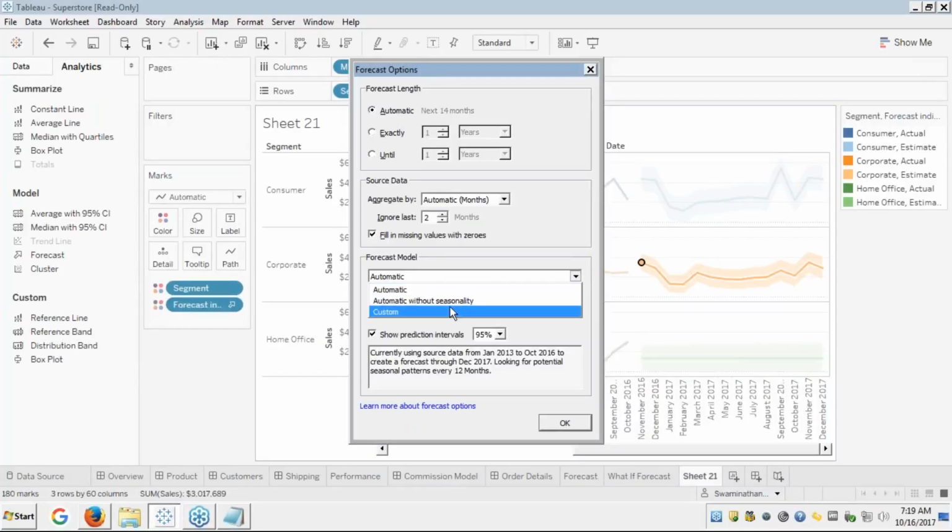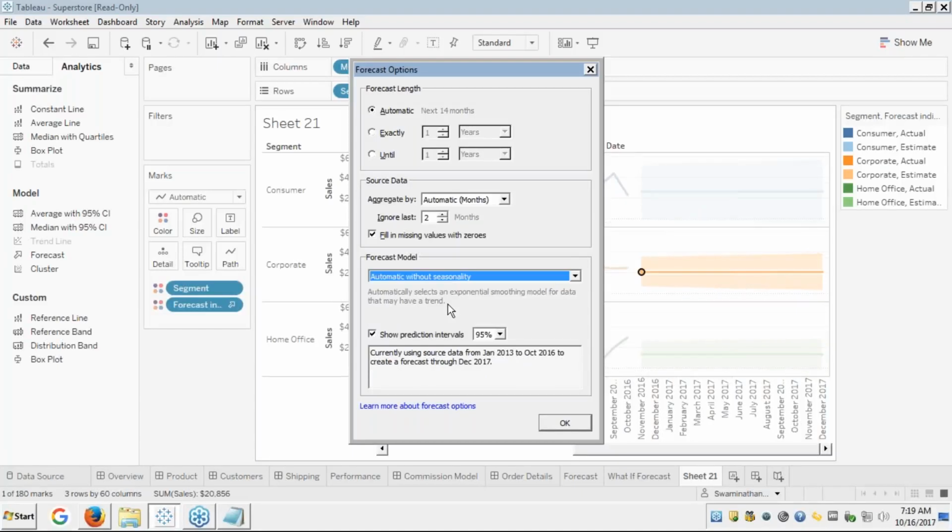So this is what we can select. We can just select automatic without seasonality. Can you see here when I am selecting automatic without seasonality, what is happening there?